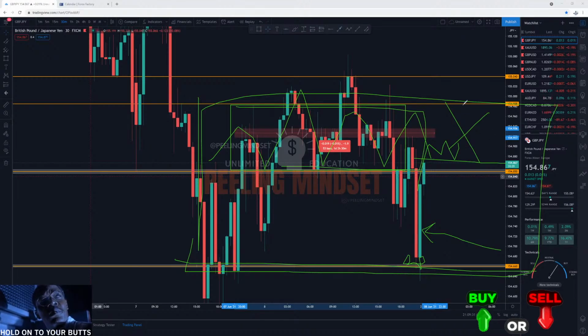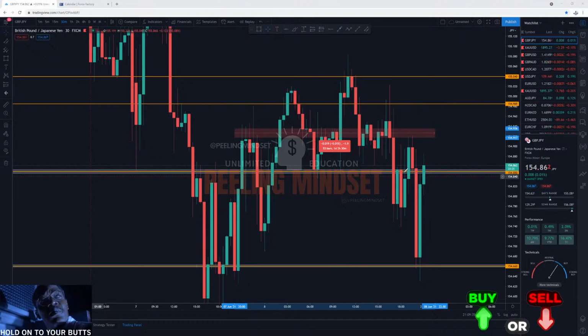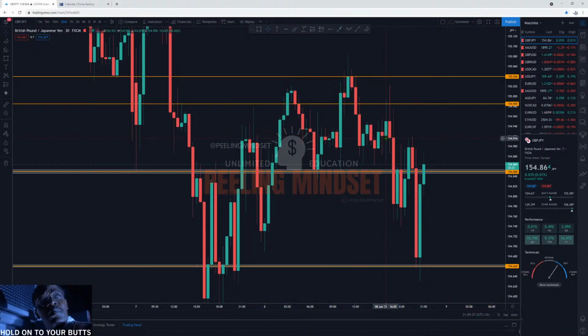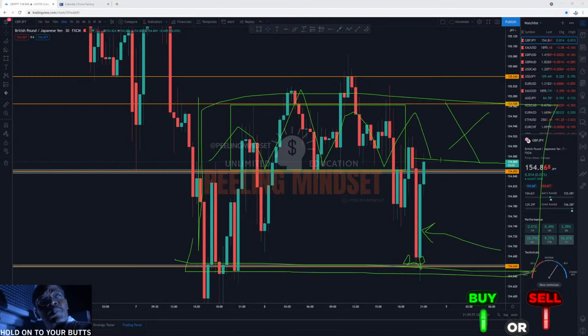If it could actually reject, let me clear it a little bit. I need to upgrade my drawing skills. That's what I need to do. If the price could actually start rejecting this range and start heading down with its long wick on the top, I am looking to take sells more than anything else.